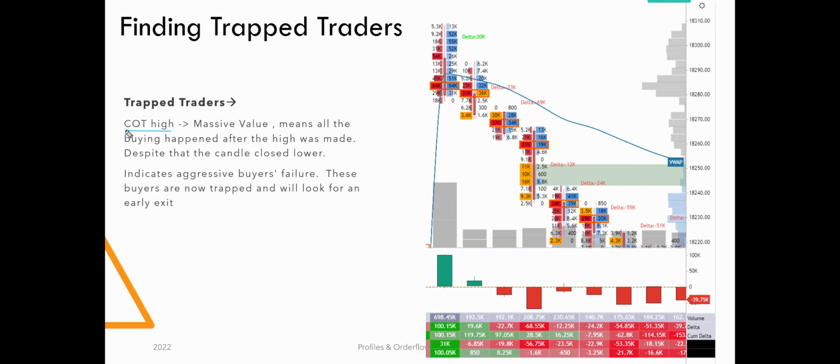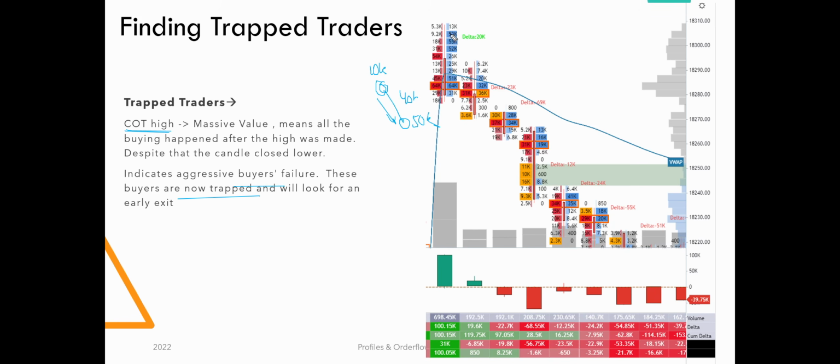If you see a very high value at caught high and the candle not being supportive, that means what? Price made a high, then price closed here, and the COT is positive. Maybe the COT was 10K here and is now, let's say, 50K here. That means 40K of buyers have come in, but the price still closed low. So that indicates aggressive buyers have failed in the market and these buyers are now trapped.